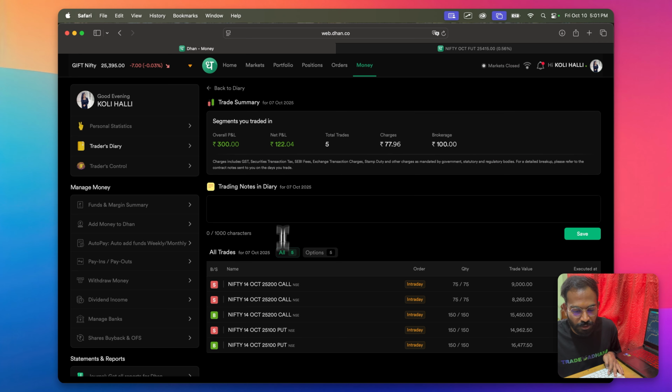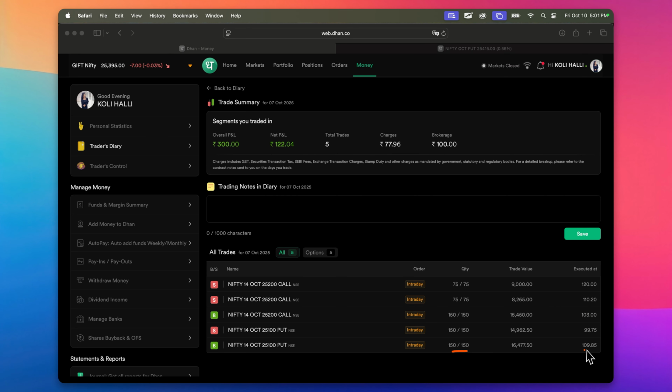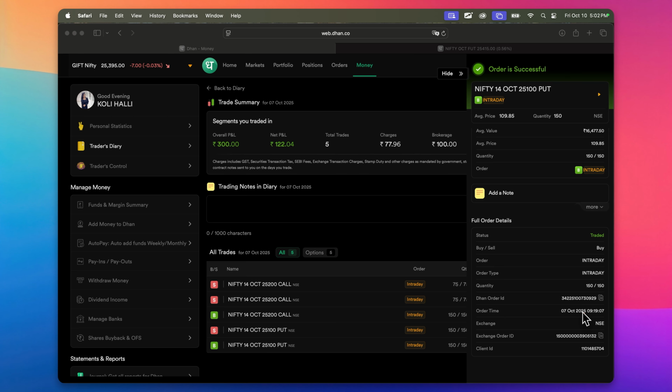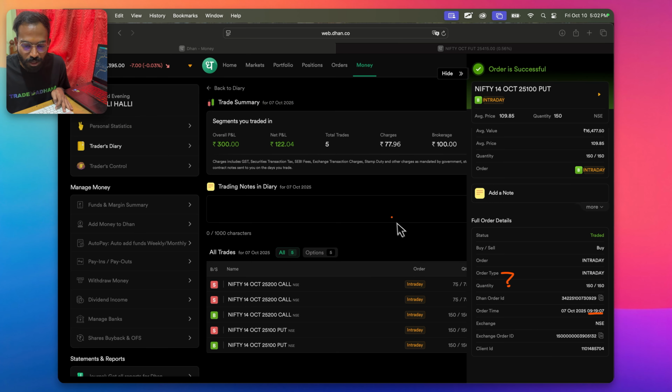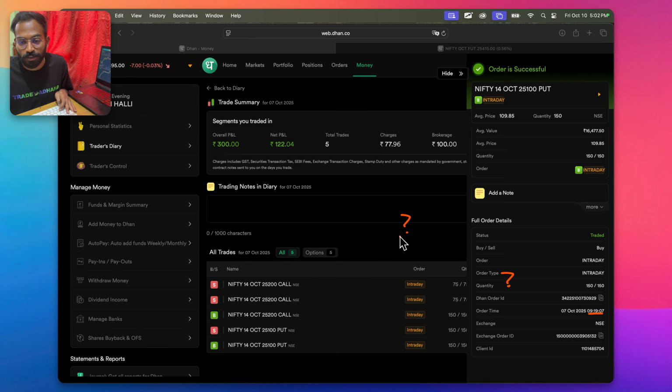So my first trade was for the put side, 25,100. I went on with 2 lots, and I entered for put around 919. Okay, why did I enter for that, or why did I take that put? Why did I take that contract? That "why" is an important question that you should ask yourself whenever you are taking any trades.